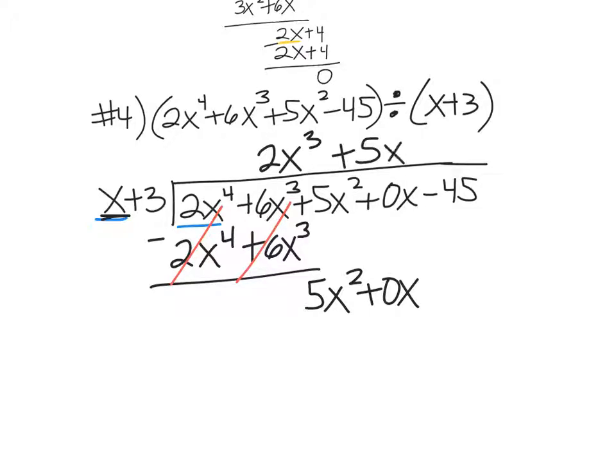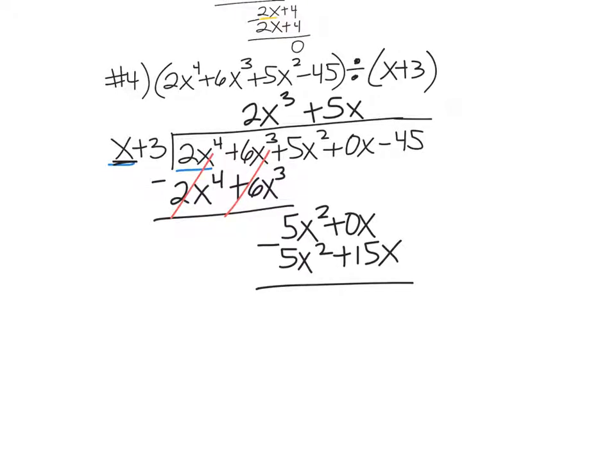5x. Good. 5x times x is 5x squared. 5x times 3 is 15x. Subtract. What's 0x minus 15x? Negative 15x.